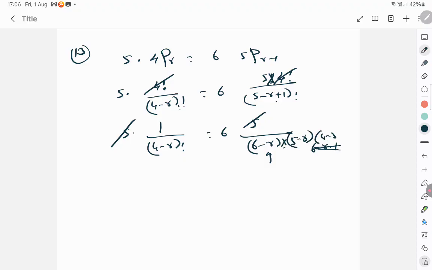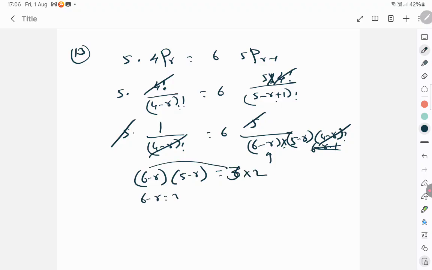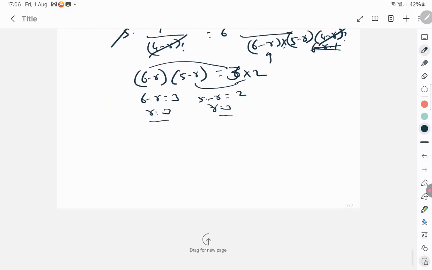5 minus r into 4 minus r factorial, so that 4 minus r factorial gets cancelled. Thus you have 6 minus r into 5 minus r is equal to 6. Never form a quadratic equation. Instead write this as 3 into 2. Equate this: 6 minus r is equal to 3, so r is equal to 3. 5 minus r is equal to 2, so r is equal to 3. This satisfies, and so r is equal to 3.